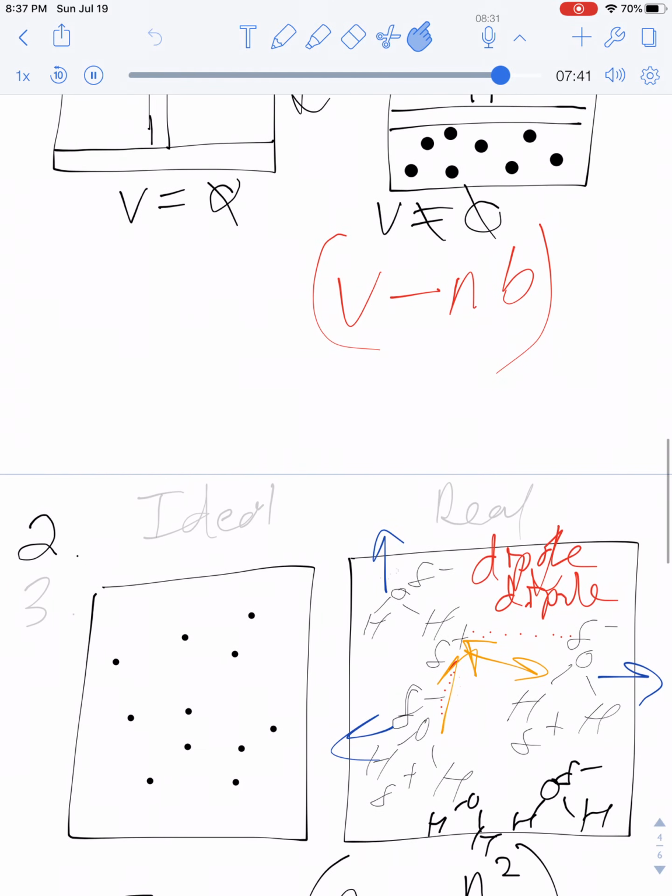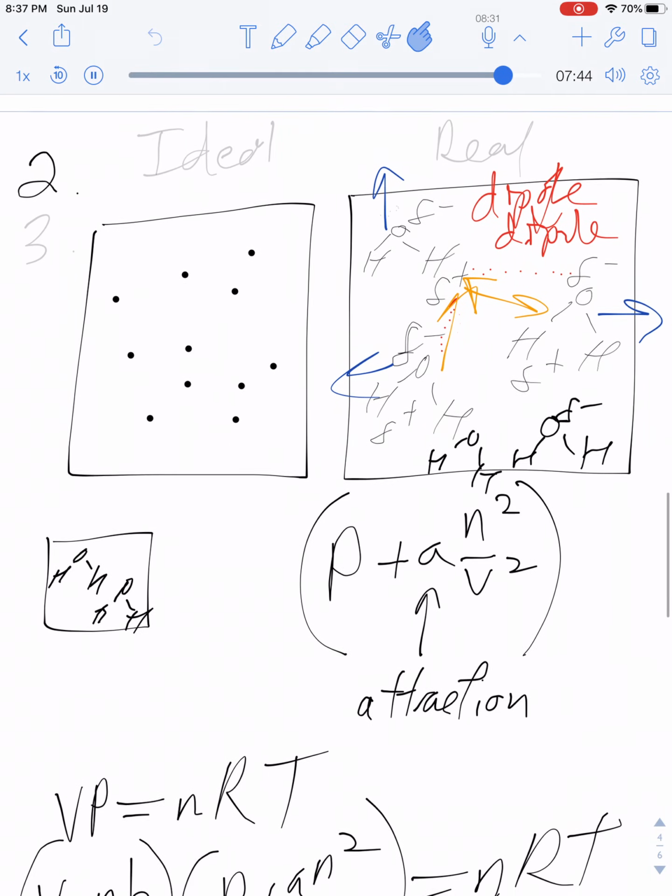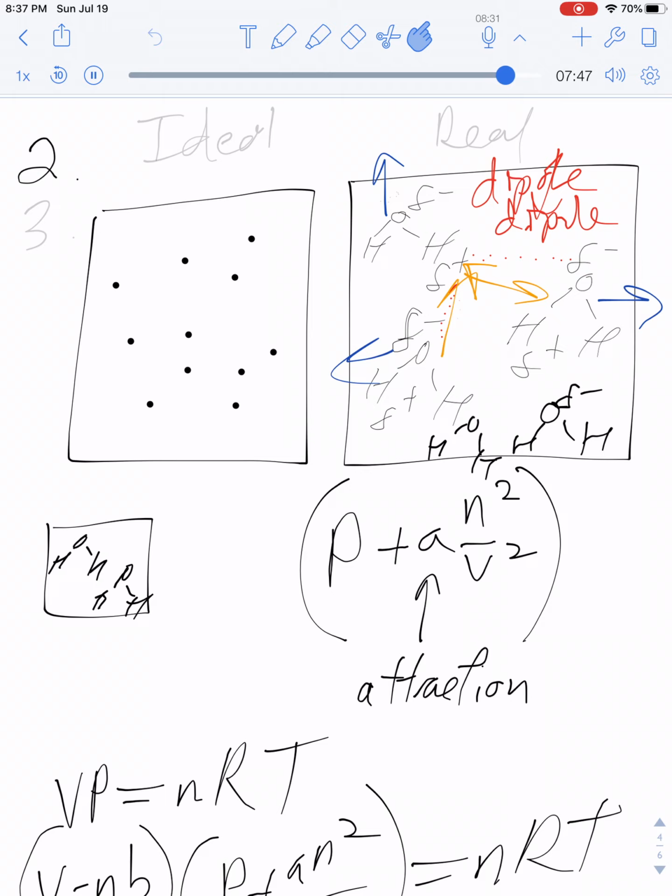So principles number 2 and 3 are related, in that there are no attractive forces in an ideal gas. So, in an ideal gas container, I'm going to make it bigger for us to see.